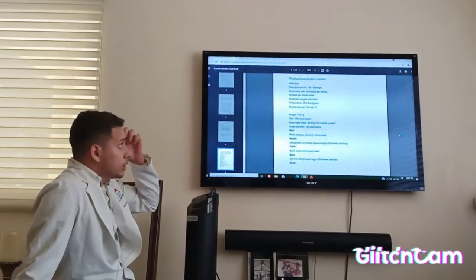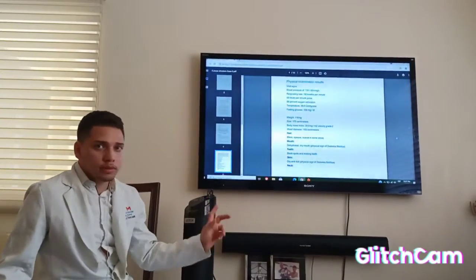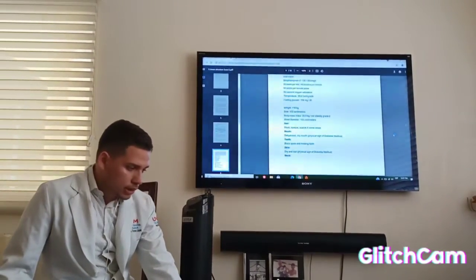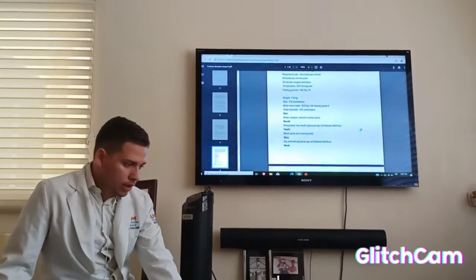These are the physical examination results. Vital signs: blood pressure, respiratory rate, weight.